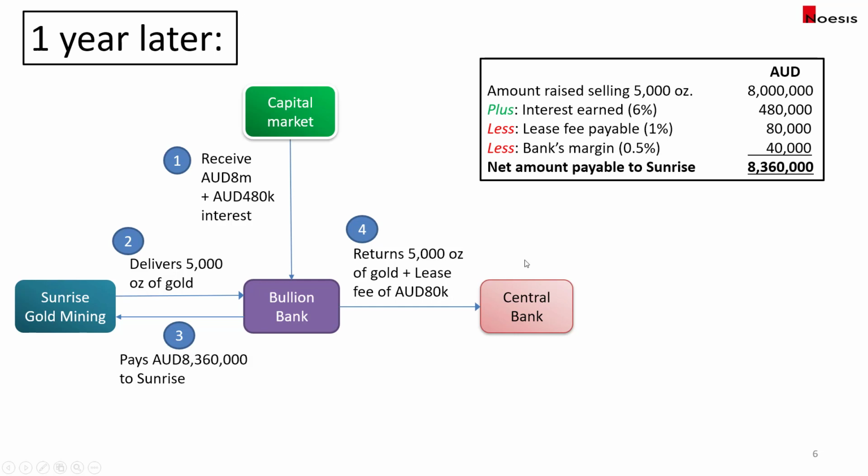So what's the effective gold price obtained by Sunrise Gold Mining in this case? That will be 8.36 million divided by 5,000 ounces, which comes to about 1,672 Aussie dollars per ounce. And this amount is known from the inception. Now, in this case, what's the gold contango? The gold contango is 6%, which is the cash interest rate, minus the lease fee rate, which is 1%. So the gold contango is 6% minus 1%, which is 5%. So that ends the session on gold contango.